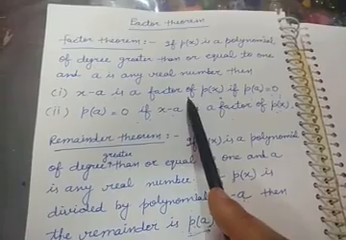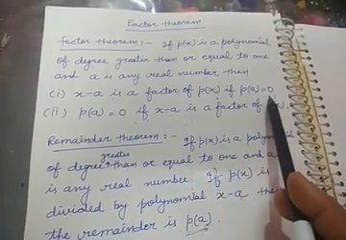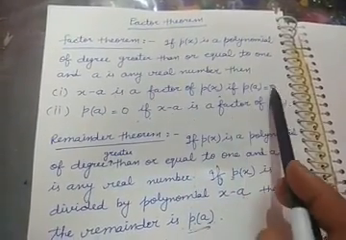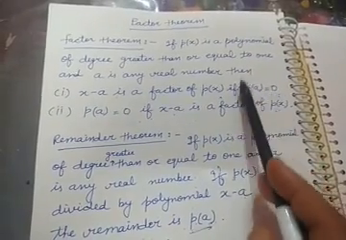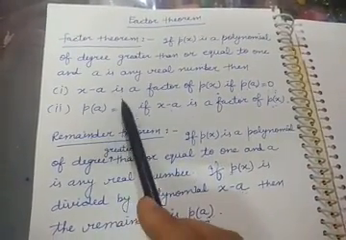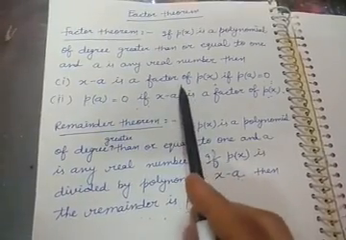But now here it is given that if p(a) is equal to 0, that means we can say remainder is equal to 0, then x minus a is a factor of p(x).